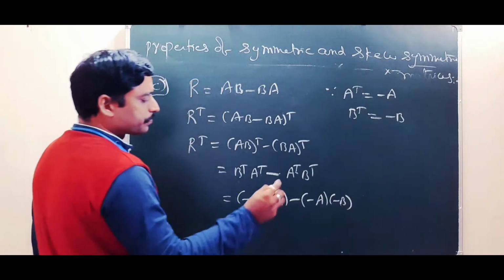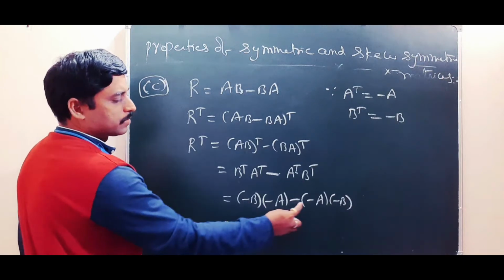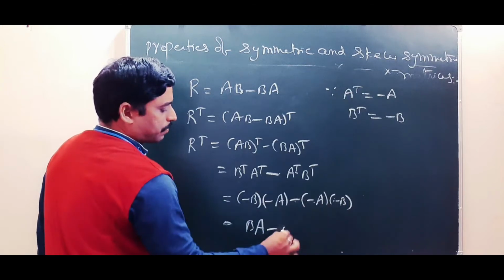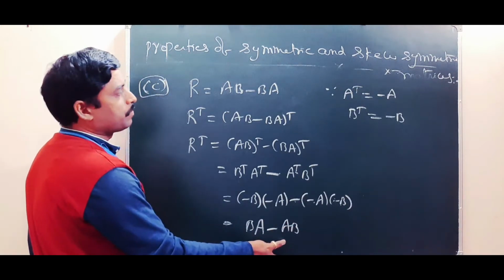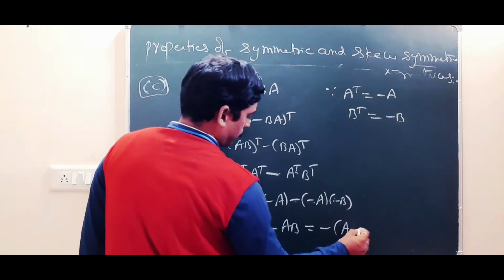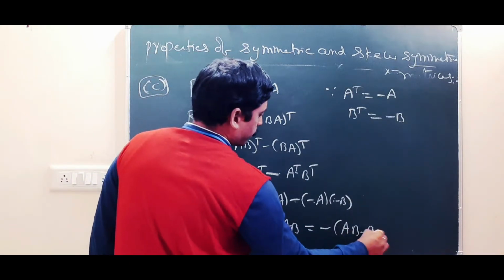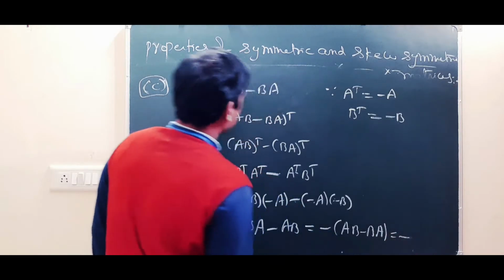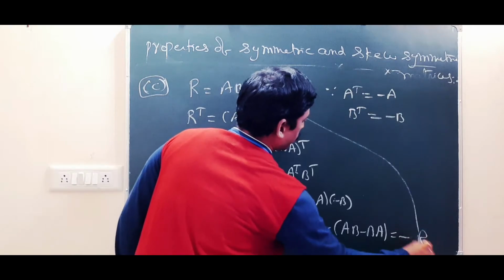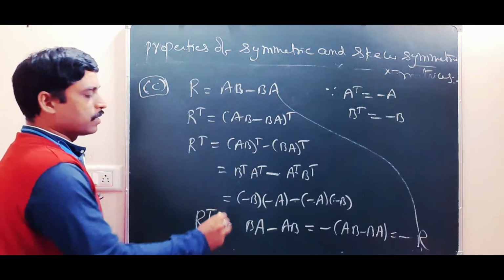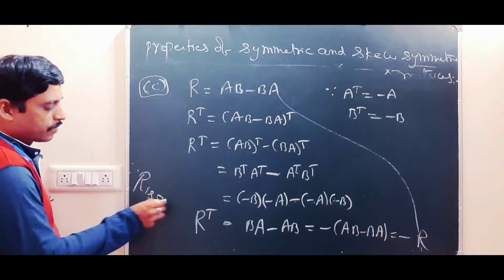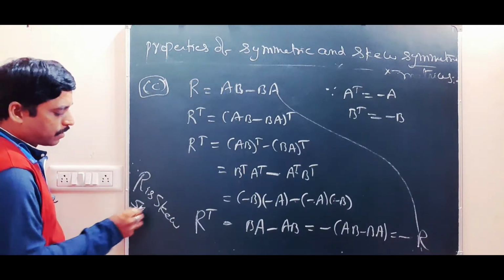Minus into minus is plus, minus into minus is plus, this is BA minus AB. Taking minus 1 common, we get minus of AB minus BA. This is nothing but minus R. Therefore transpose of R equals minus R. Therefore R is called a skew symmetric matrix.